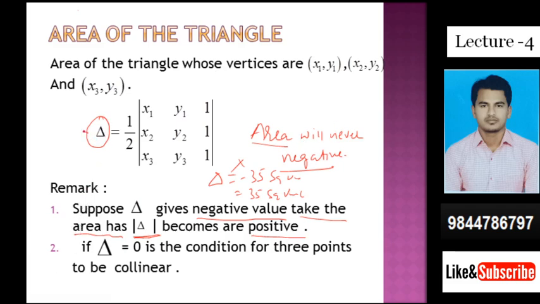If this delta is equal to 0, the condition is that the 3 points are collinear. I told you in the beginning class, collinear means 3 points lie on the same line. If 3 points lie on the same line, then we can call these 3 points collinear. Be careful if delta gives 0. So these two remarks are important for CET purpose.